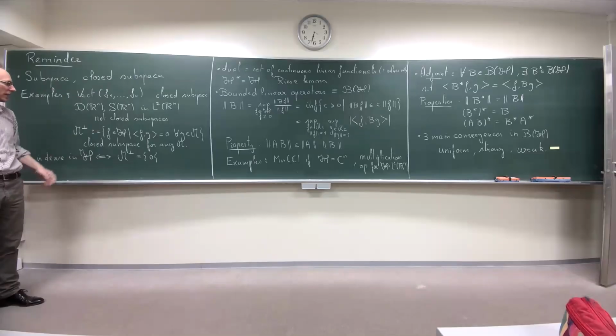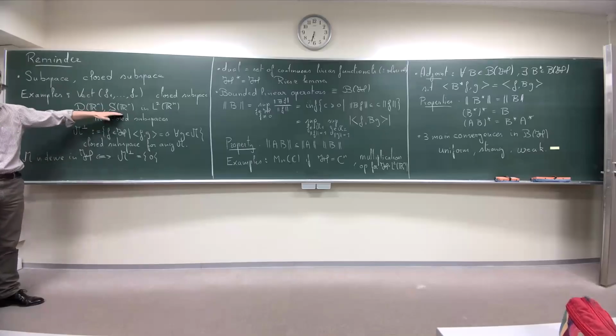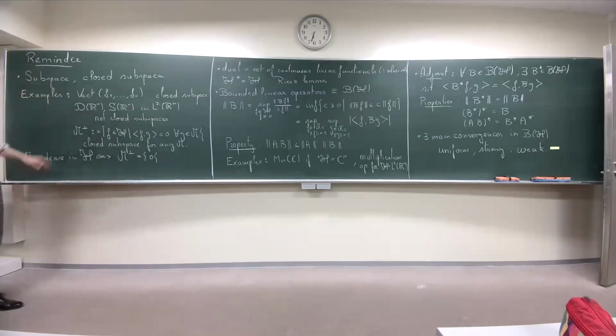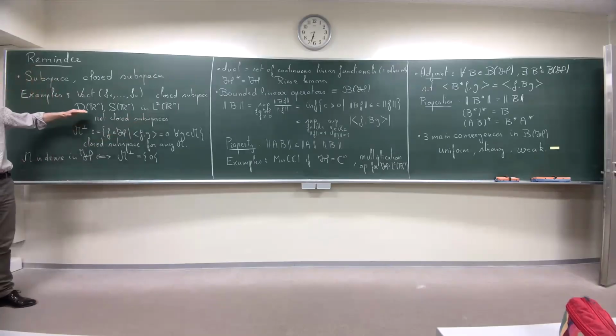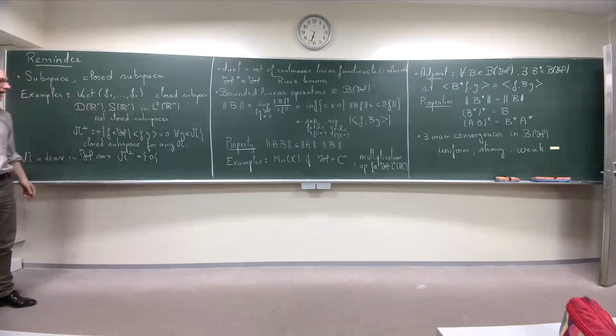You cannot go outside. On the other hand, the set of test functions or the set of Schwartz functions are subspaces. You can do addition. You can multiply by a constant. You stay in these two subspaces, but they are not closed. In L2 of Rn, if you take a sequence converging in L2, then most probably you will not stay inside the set of test functions or the set of Schwartz functions. The limit will be in L2. So they are not closed.